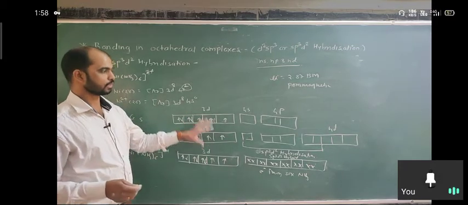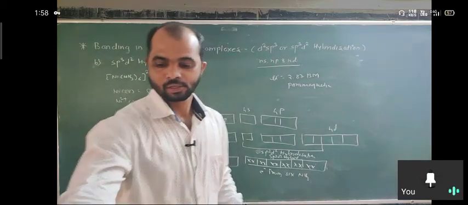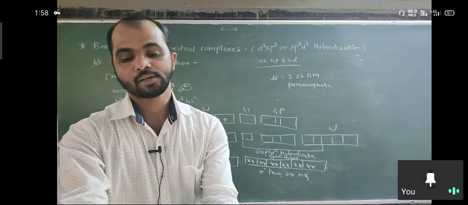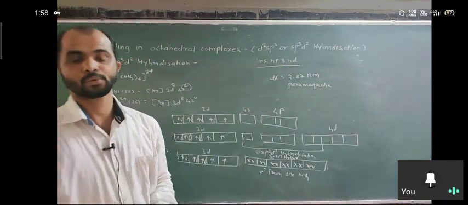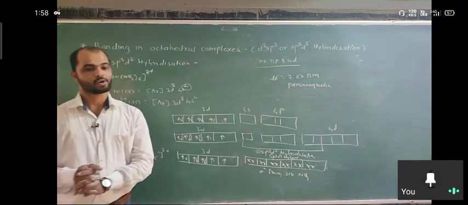So this is all for today. In the next lecture we will discuss inner and outer orbital complexes, and after that the electroneutrality principle. Read about the electroneutrality principle and inner and outer orbital complexes before the lecture. We stop here.